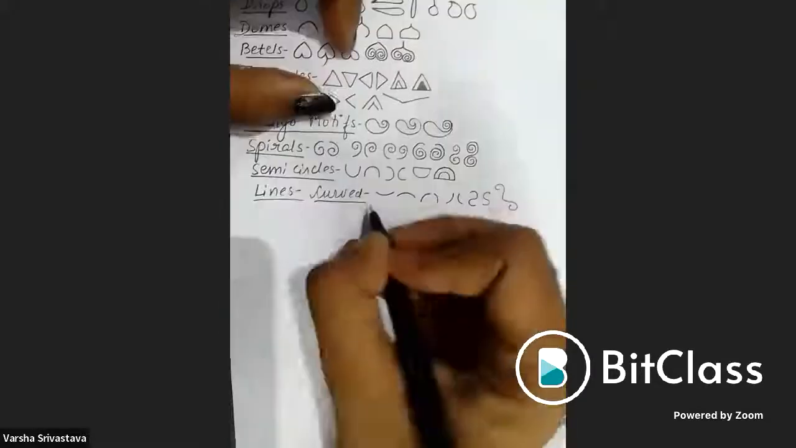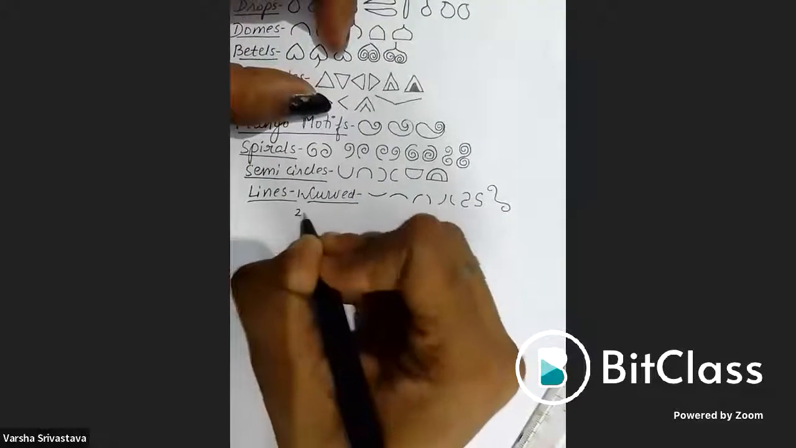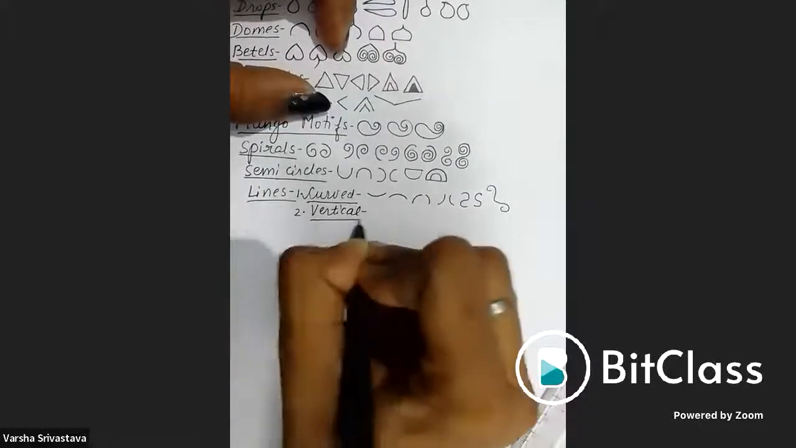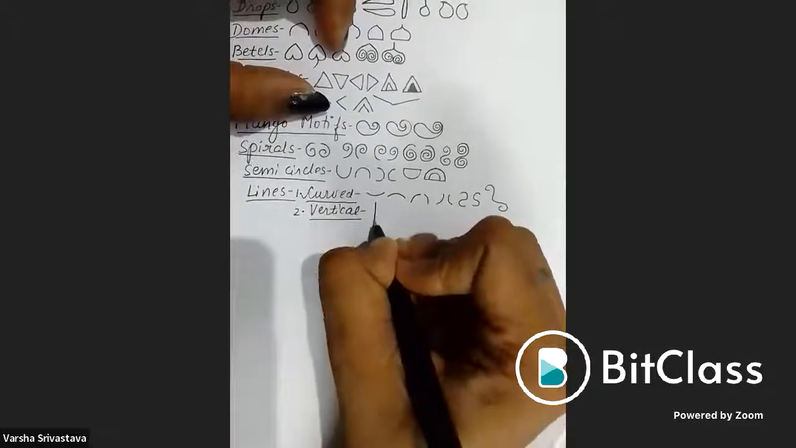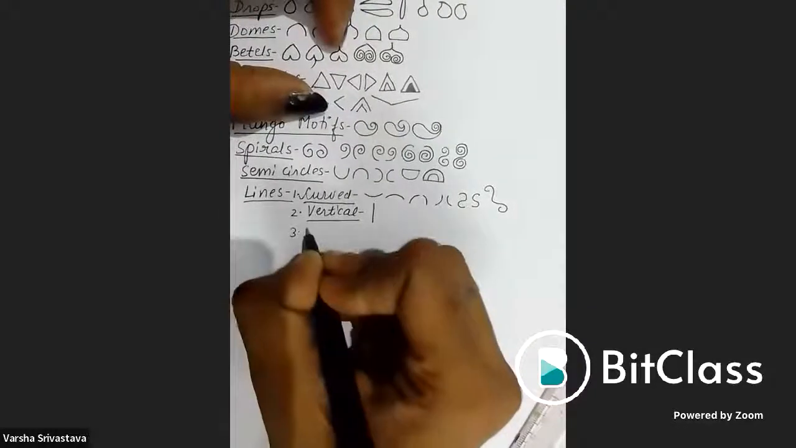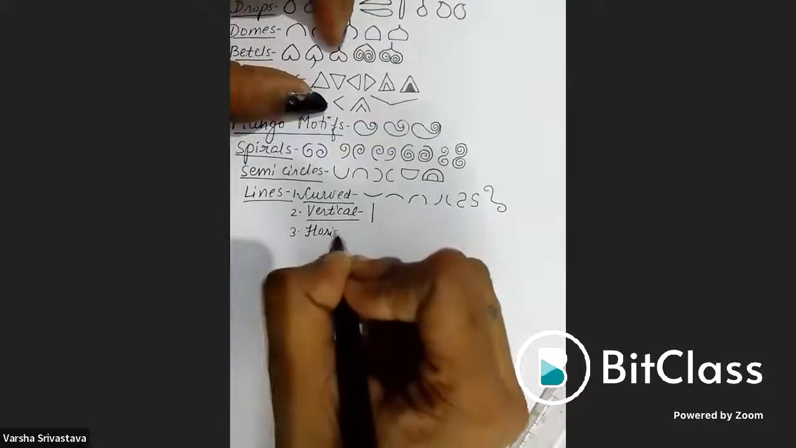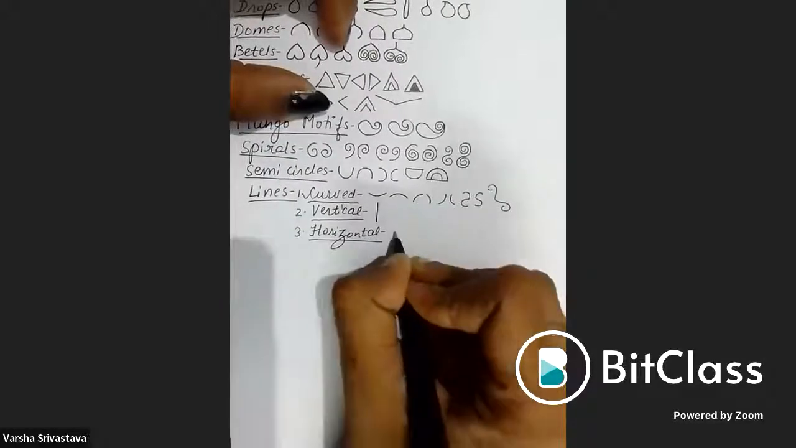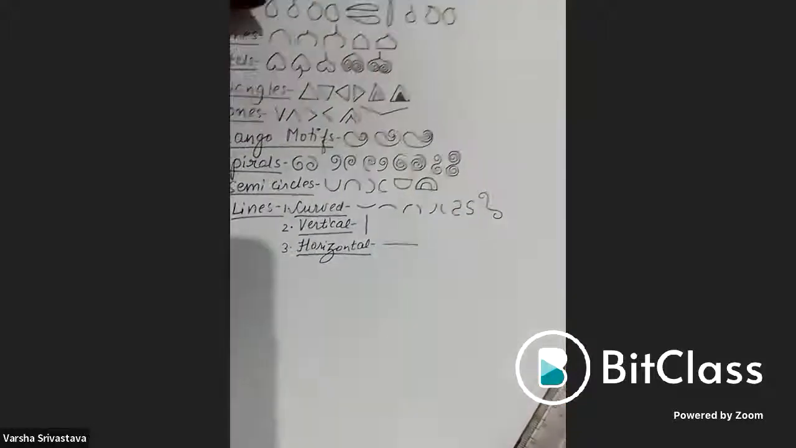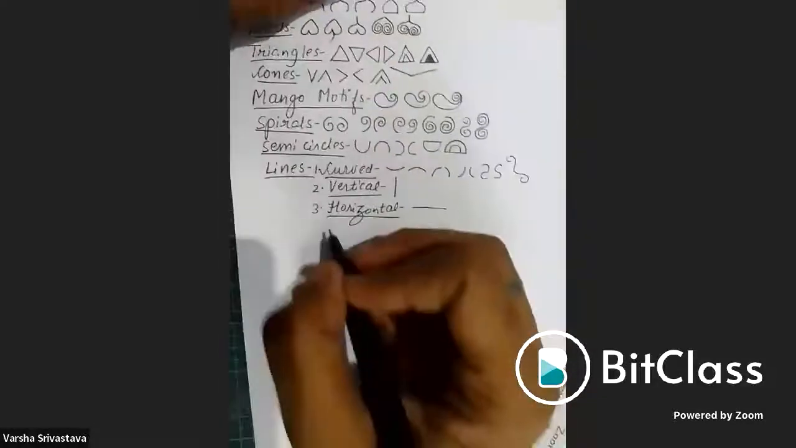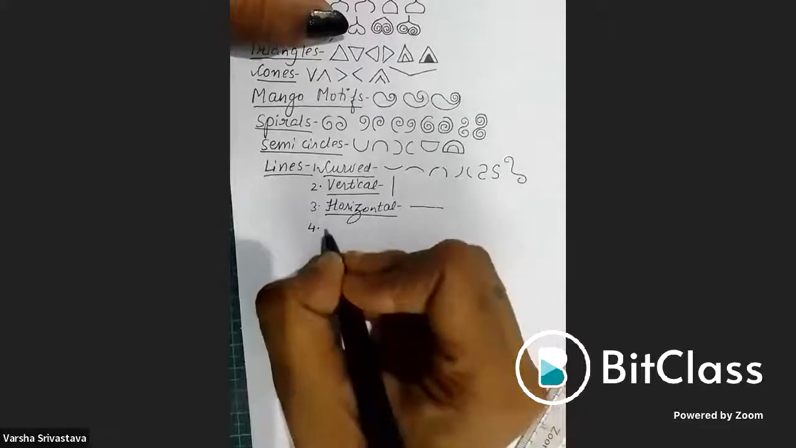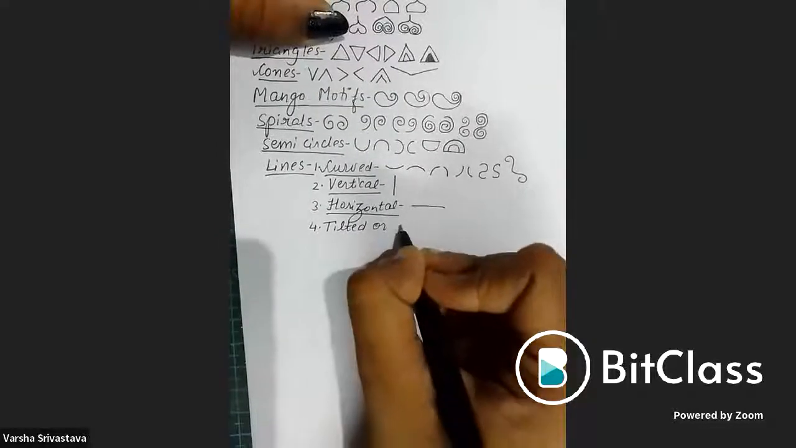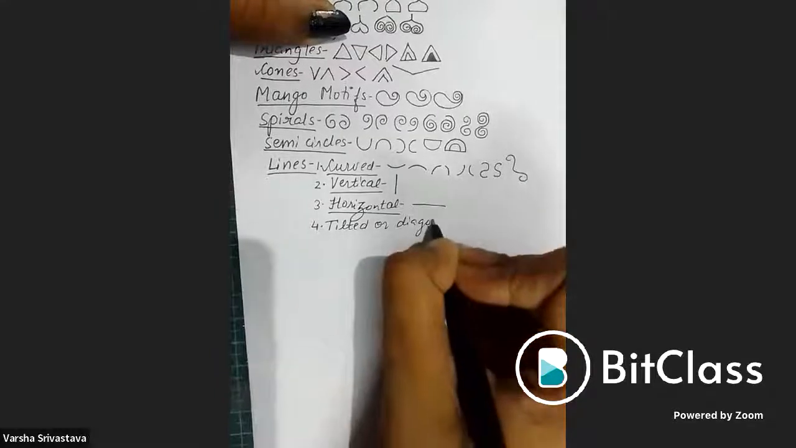Okay. Second one, this is the first one. Second is vertical. It's like this. Third, horizontal. It's like this, obviously. Fourth, tilted or diagonals.